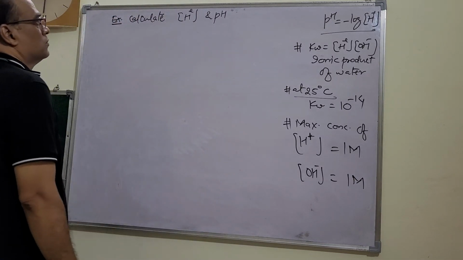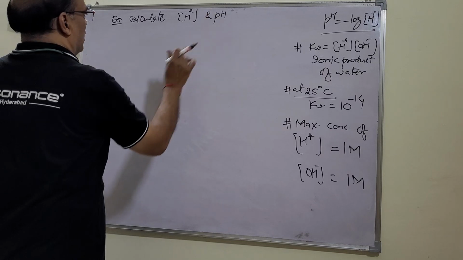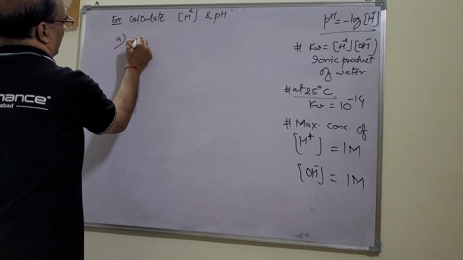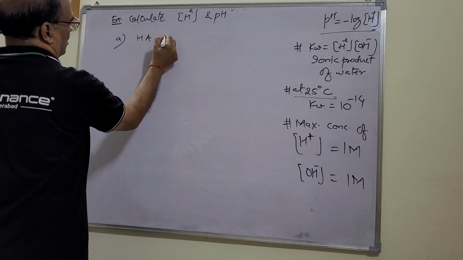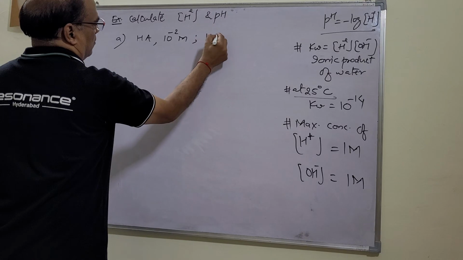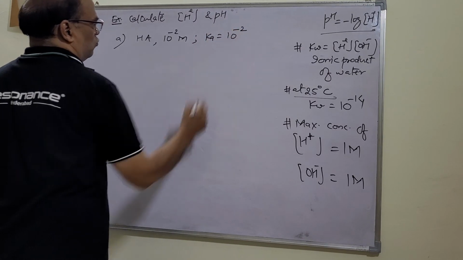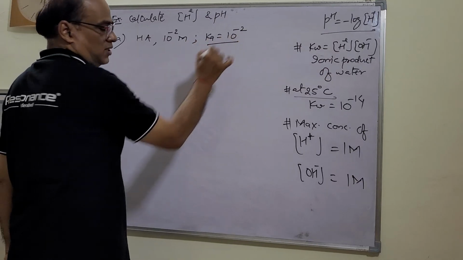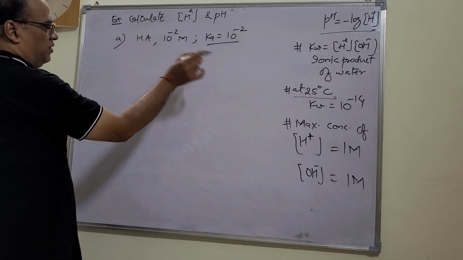Okay. So calculate H ion and pH. I will take 3 examples quickly. First, any weak acid HA, concentration is given 10 to the power minus 2 molar. Ka is given 10 to the power minus 2. Now you can understand it is a case of what? Risky situation. So we can deal with it.